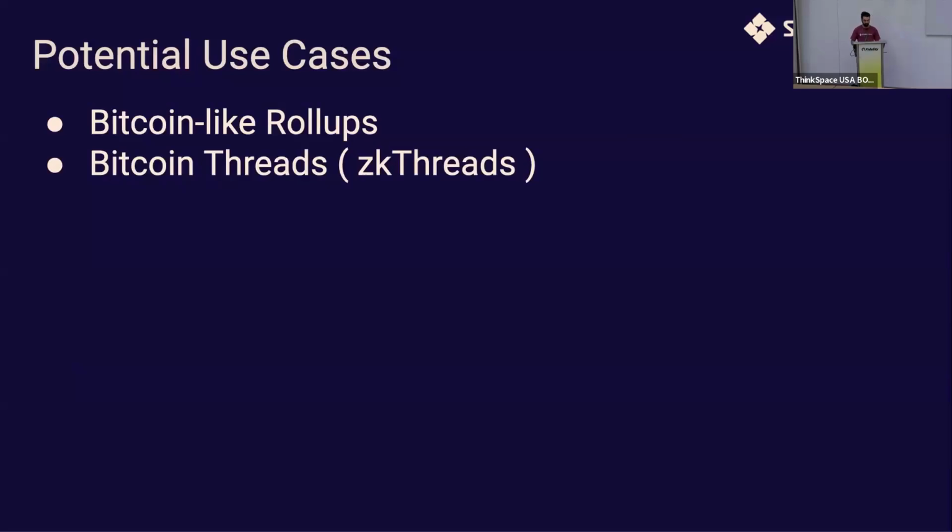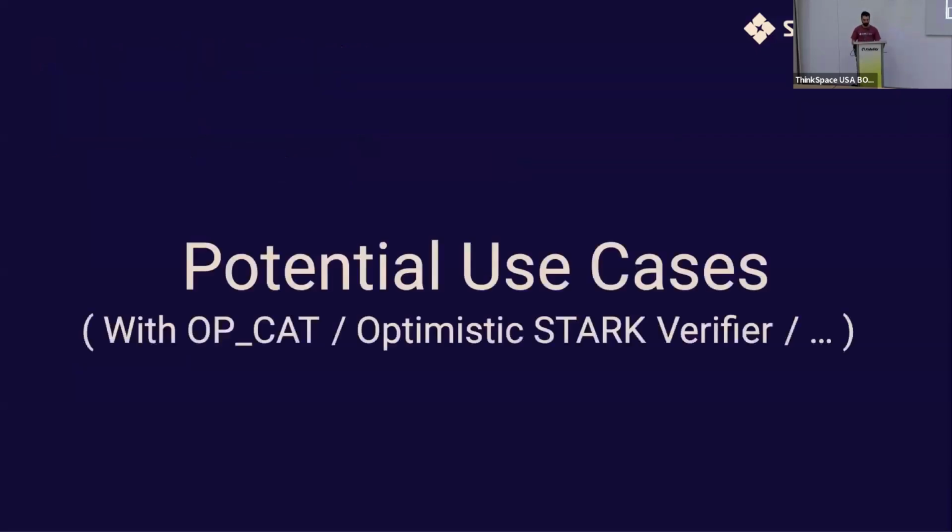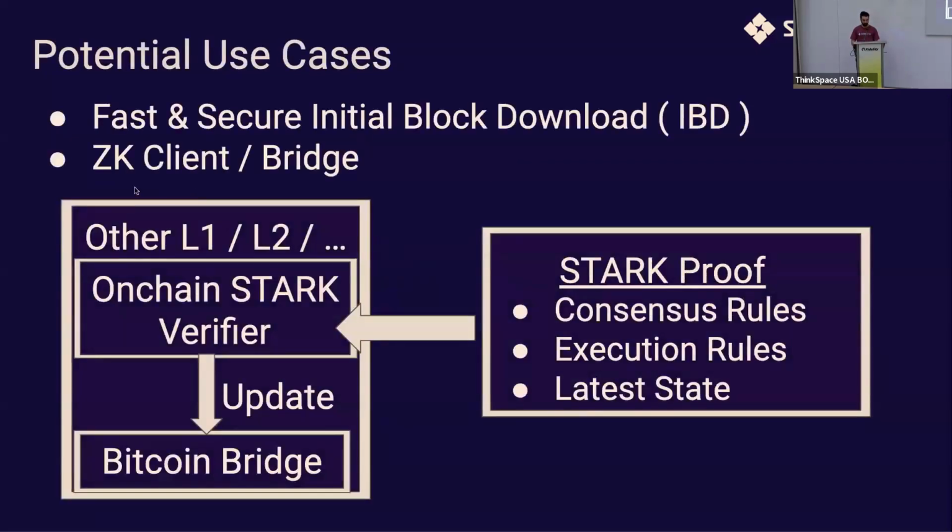Essentially, the Bitcoin-like rollups work just like how EVM rollups work, in a way. If you're familiar, you essentially just replicate how Bitcoin works in your own layer 2 or your own chain, and then you prove that chain state, and you can post the proofs to Bitcoin. If you're using OPCAT or some optimistic Stark verifier, you could act like this other layer 1 in this image is just Bitcoin, and then you can update your bridge.